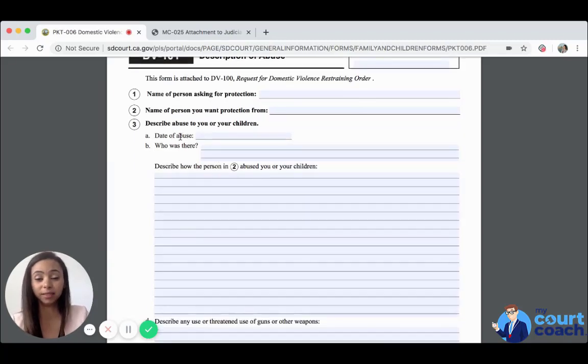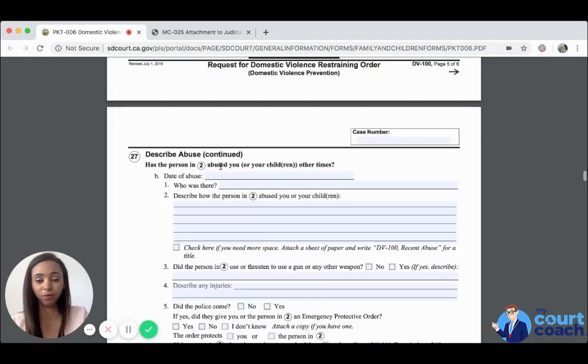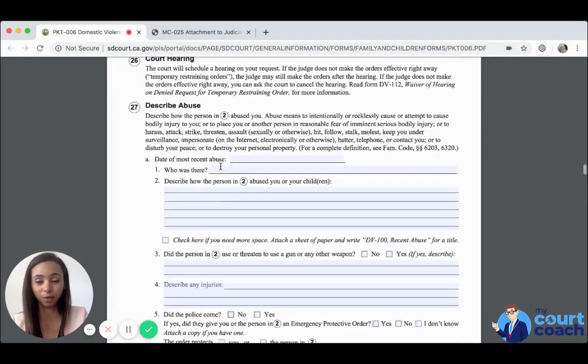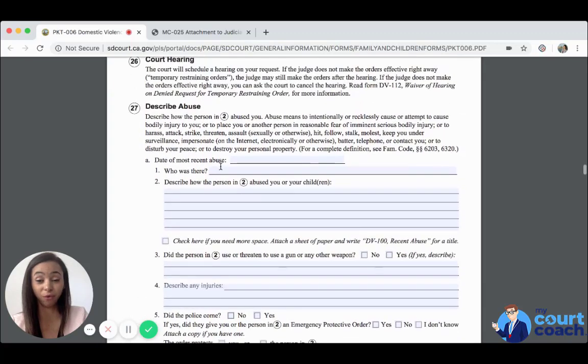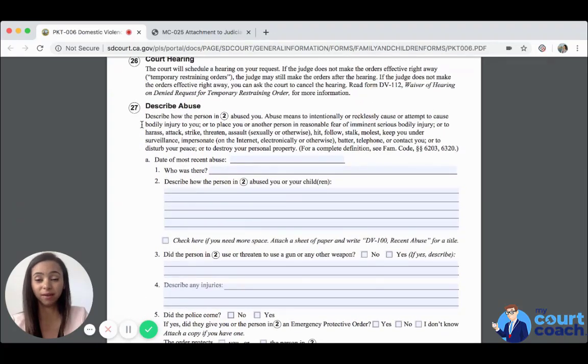Now, what is abuse, right? Because the next question is, describe how the person abused you and your children. And if you forgot, you can go directly to your request for domestic violence restraining order form, section 27, and it tells you exactly what abuse means. It's important for you to use this terminology to include it in your description.